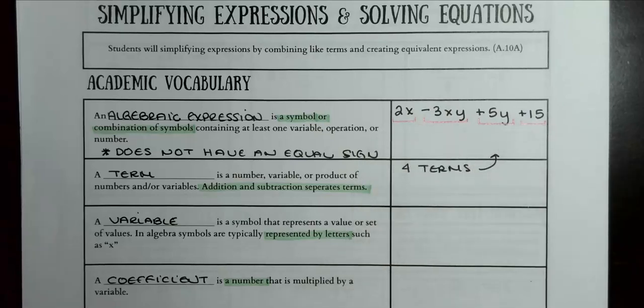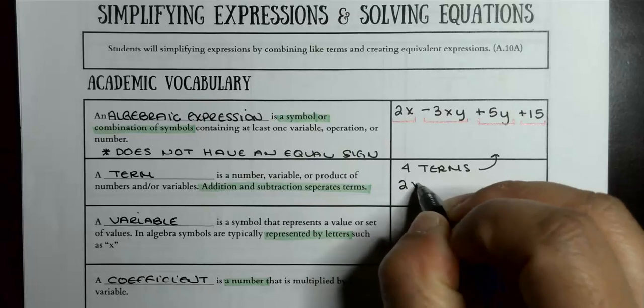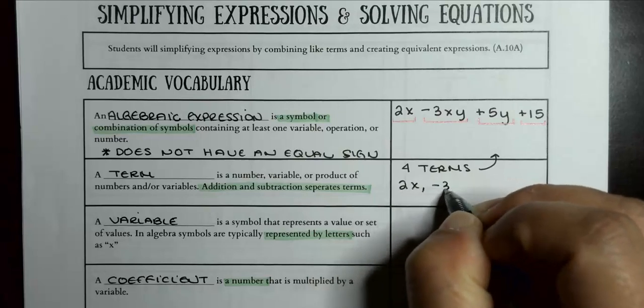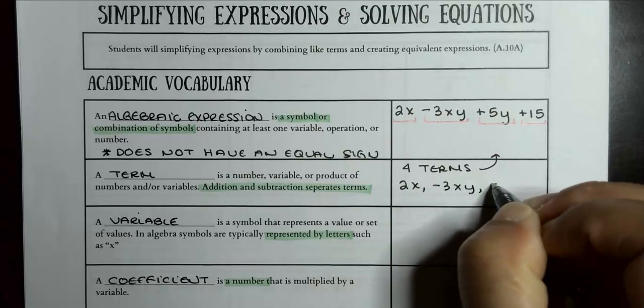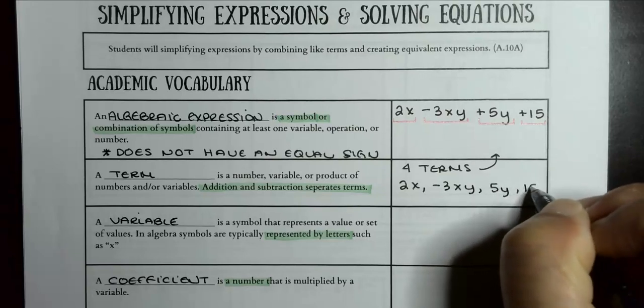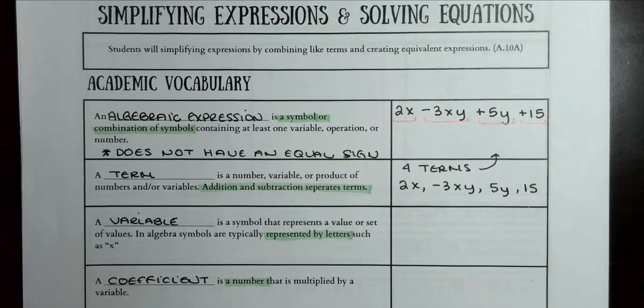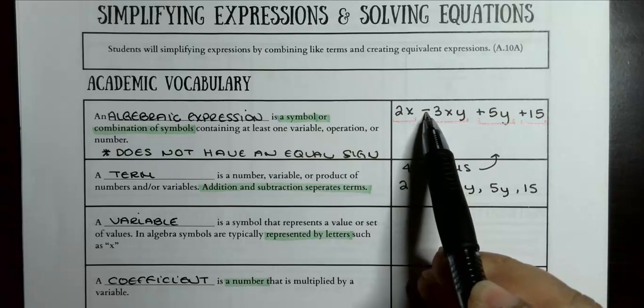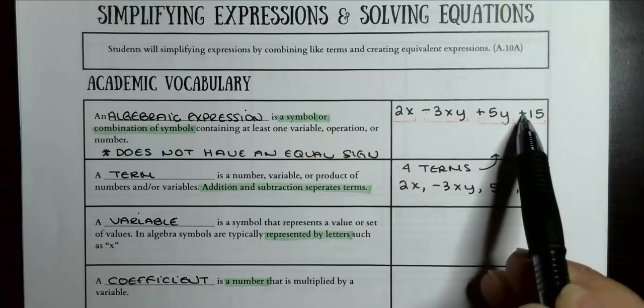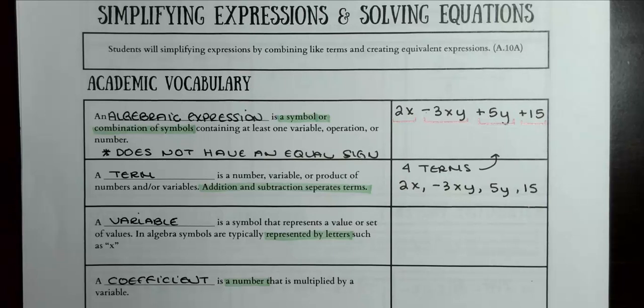And then we're going to name the terms. So the terms are 2x, negative 3xy, 5y, and 15. So those are all the terms. Notice that we have a negative, a positive, and a positive. Those symbols actually separate the terms in the expression.